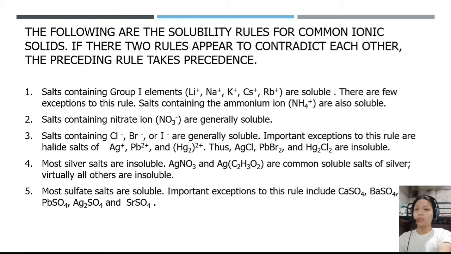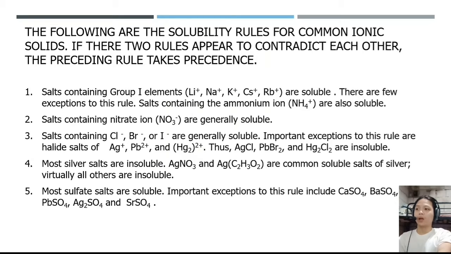Thus, AgCl, PbBr2, and Hg2Cl2 are insoluble. Number 4. Most silver salts are insoluble. AgNO3 and AgC2H3O2 are common soluble salts of silver. Virtually all others are insoluble.